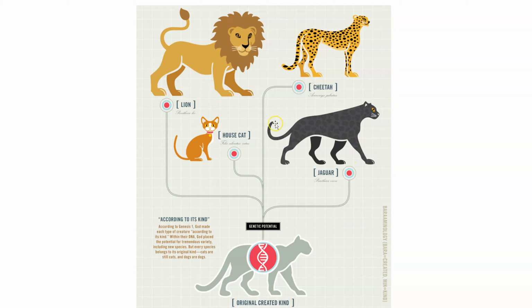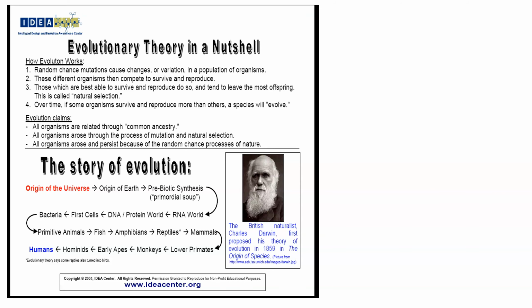But yeah, the lion, the cheetah, the jaguar, or the jaguar, depending upon where you're from. And those are all possible species that came from the original cat kind. So evolutionary theory in a nutshell, I'm not going to go over this, but if you want to pause the video, you can read over that slide. It is summarizing what evolution is.